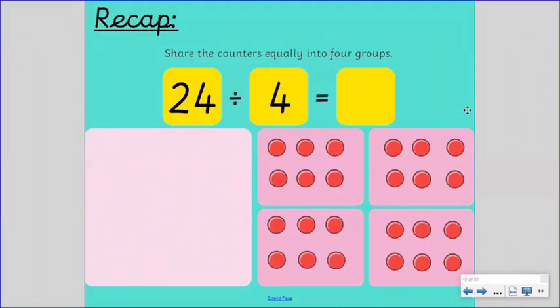So now our final step is to count up the amount of counters in one group. So how many counters are there in one group? Well done, there are 6. So our answer is 6. 24 divided by 4 equals 6.